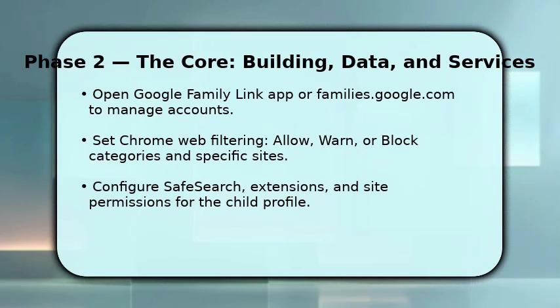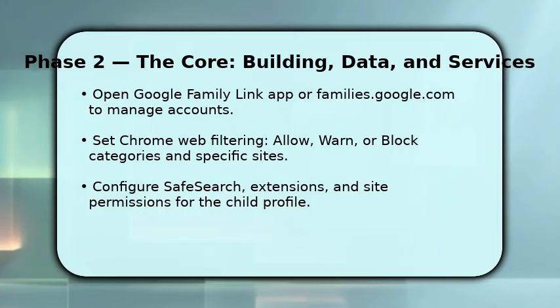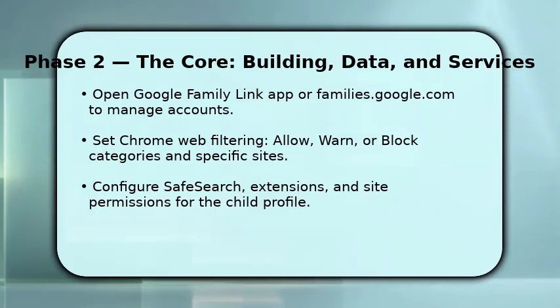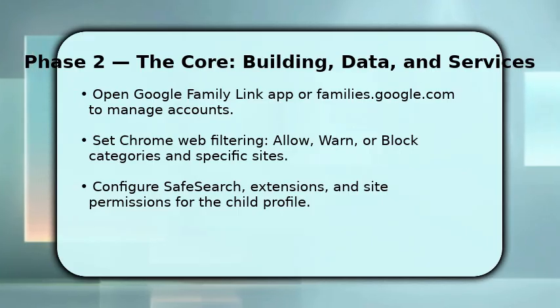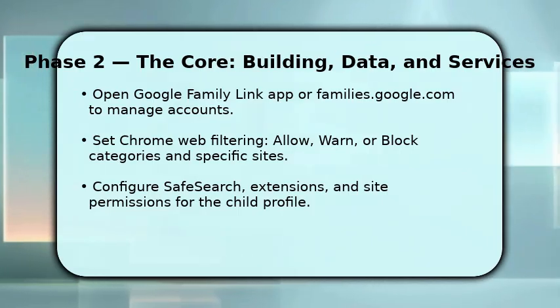Open Family Link on your phone or go to families.google.com to manage the child profile. You control Chrome settings from there. Once inside, set web filters. Choose Allow only approved sites, warn on explicit results, or block specific categories. This blocks unwanted content at the browser level.